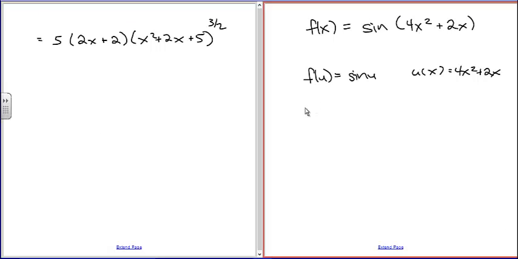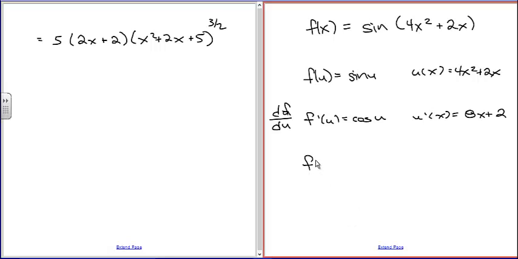Okay. Find f prime of u, which is, this is df du. df du. So I'm taking the derivative with respect to u. The derivative of the sine is the cosine. u prime of x is 8x plus 2.